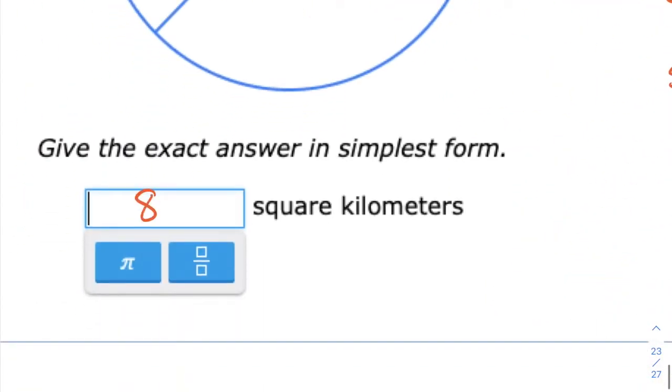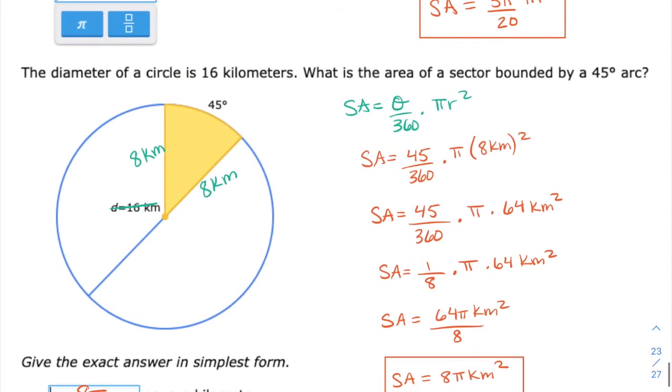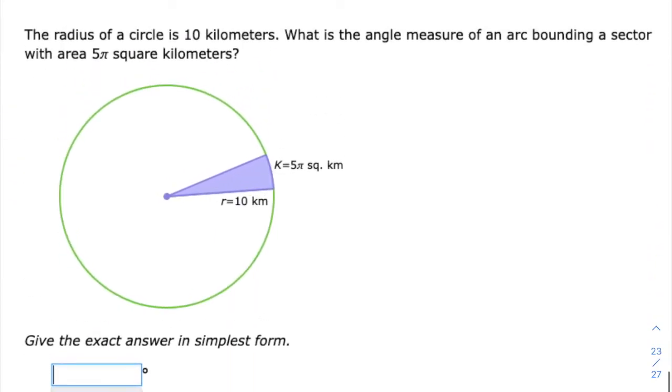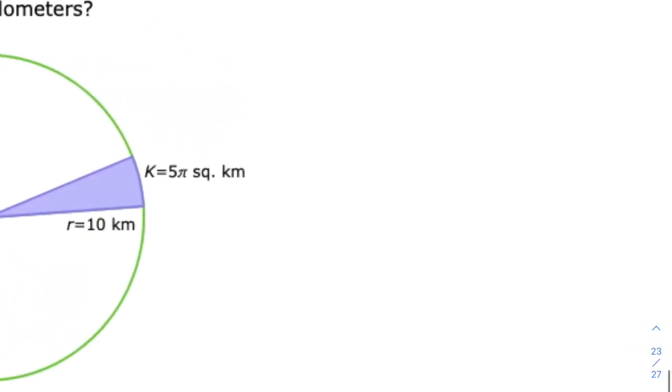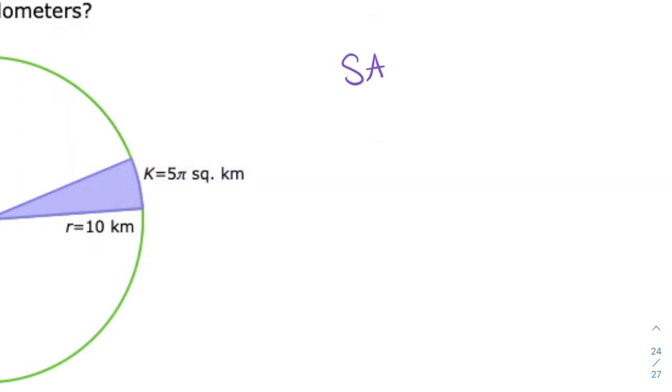So 8 pi kilometers squared. All right, now we're going to work backwards on these next two. We are given a radius here, so we need to work backwards from sector area. It's going to look very similar to what we did before. So sector area equals theta over 360 times pi r squared.